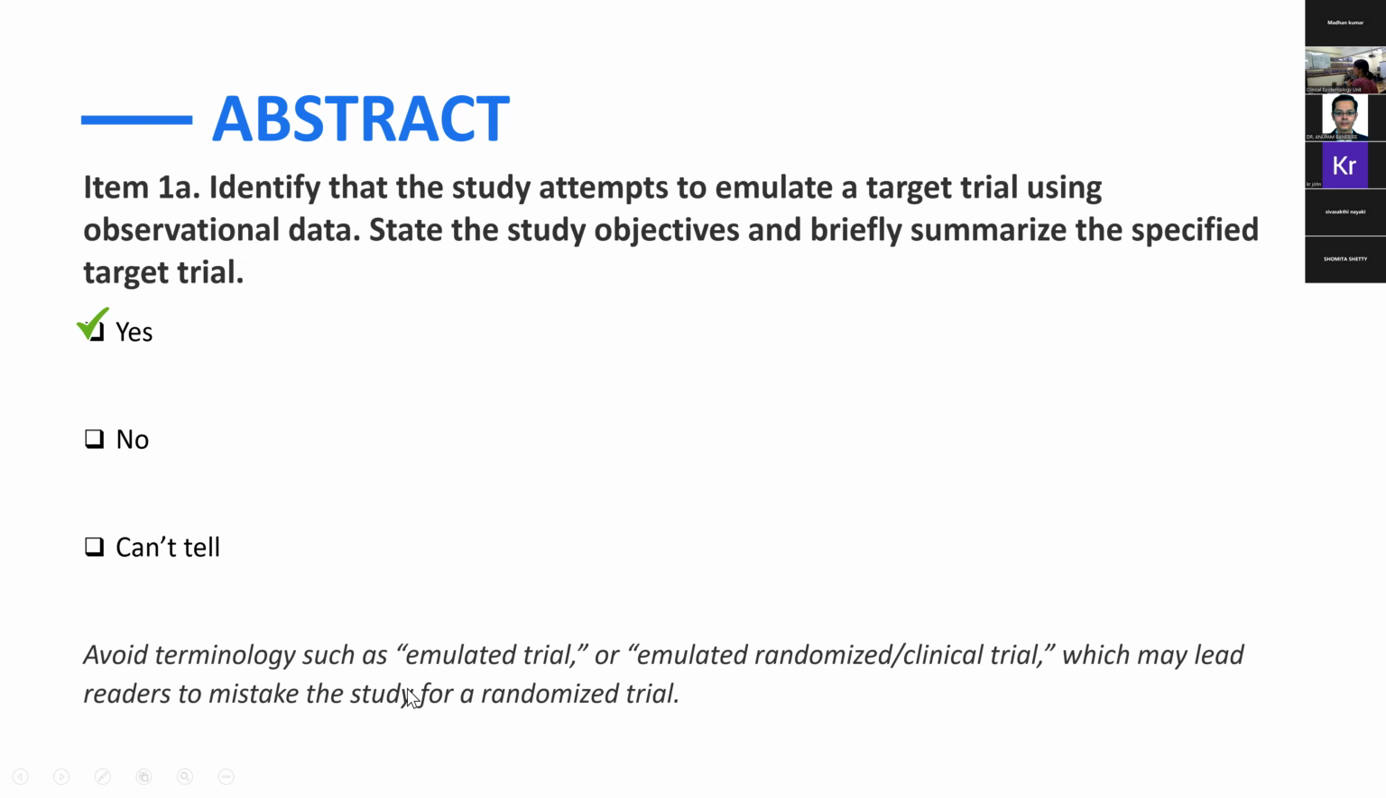So the first part of the checklist is how do they write the abstract. They have said identify that the study attempts to emulate a target trial using observational data. So they have to specifically mention that this is a target trial emulation in those words. They have said you should avoid terminology like emulated trial, emulated randomized clinical trial, which can confuse somebody that this is actually an RCT. You should make sure that the reader knows that this is actually observational data that has been mapped into an RCT format. So that they had done.